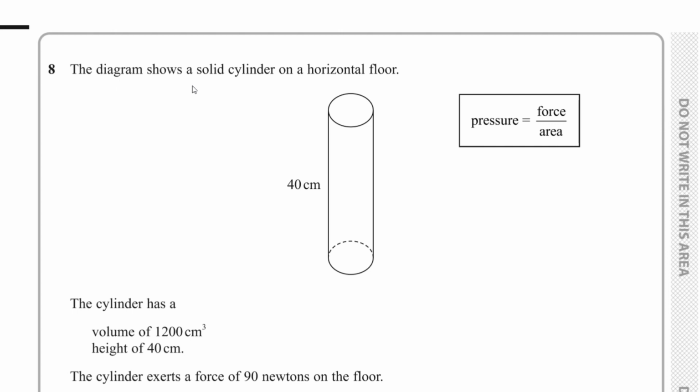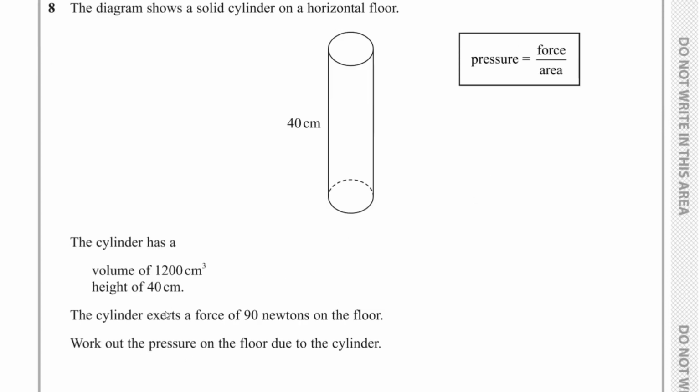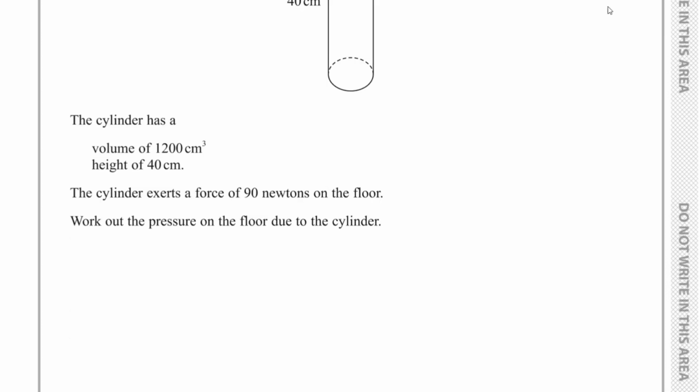Question number 8. The diagram shows a solid cylinder on a horizontal floor. The cylinder has a volume of 1,200 centimeters cubed and a height of 40 centimeters. The cylinder exerts a force of 90 newtons on the floor. We have to work out the pressure on the floor due to the cylinder. We are given pressure equals force over area. Before we do anything else, we are required to work out the area.